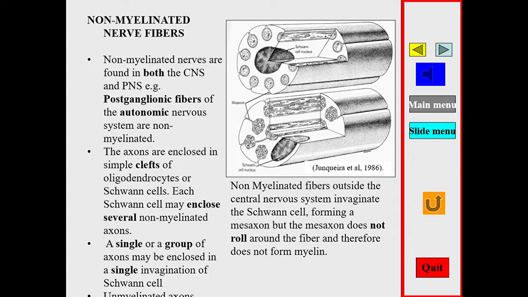And in those clefts, we can see a single axon or many axons surrounded by this Schwann cell, and this is the nucleus of the Schwann cell. So within the non-myelinated fibers, we still have Schwann cells. Instead, these Schwann cells do not have many layers of membranes which surround the axons, and those types of axons are called non-myelinated fibers. Usually, non-myelinated fibers are smaller in diameter than the myelinated fibers, and usually they conduct impulses at a lower speed than the myelinated.